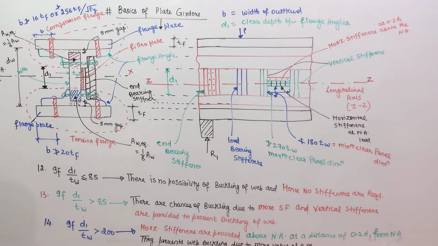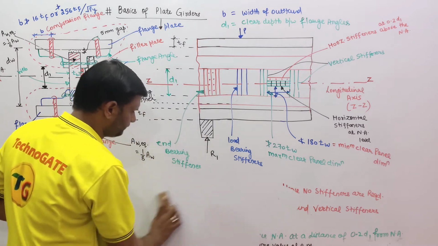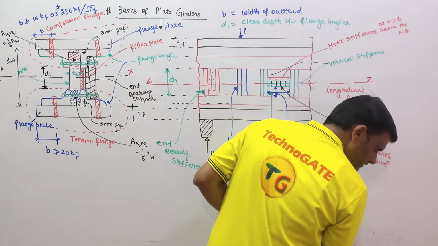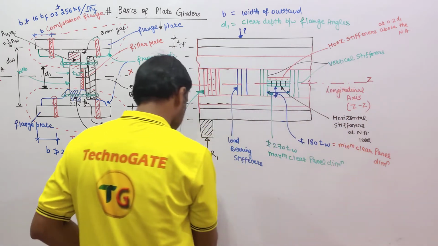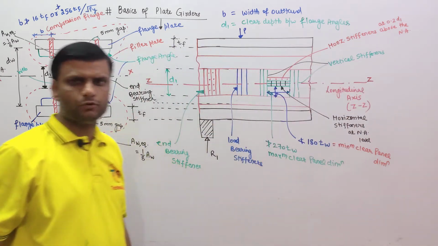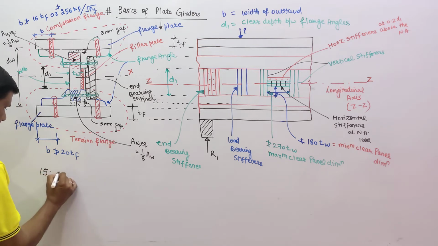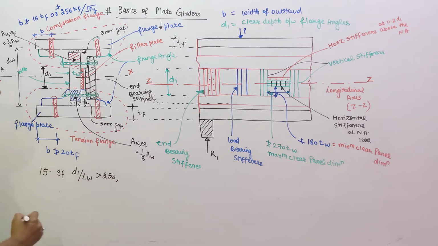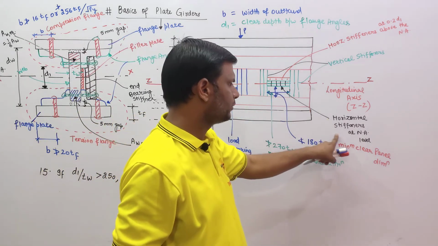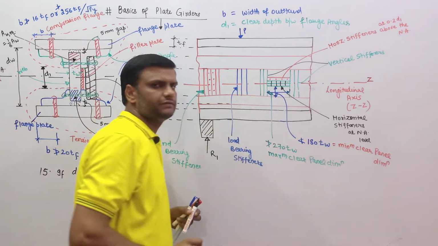Okay. Now, point number 15. If d1 by tw is more than 250, then horizontal stiffeners are provided at neutral axis level, which prevents the buckling of web due to more shear force in between the vertical stiffeners. So point number 15, if d1 by tw is more than 250, then these horizontal stiffeners at neutral axis level are provided, which prevents the buckling of web in between the vertical stiffeners.